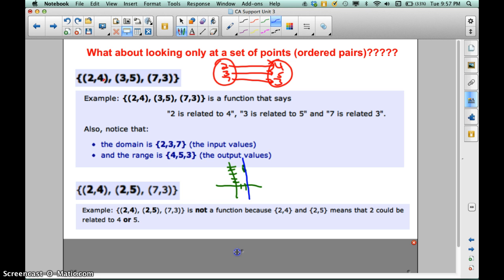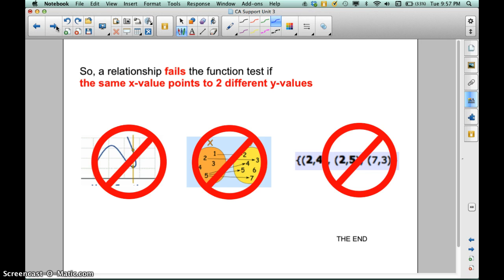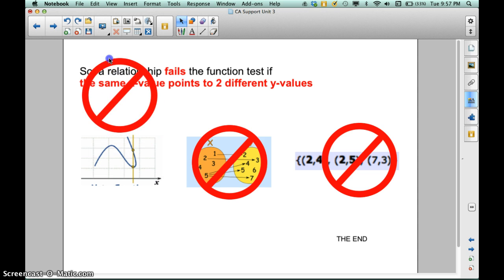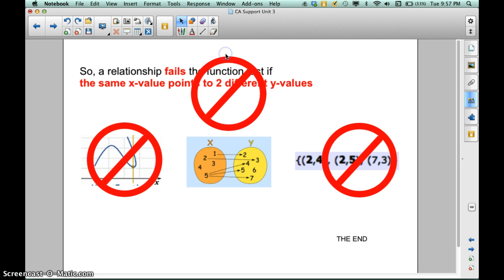And you could do the bubbles if you're more comfortable with it. So this isn't a function because 2 relates to both 4 and 5, and that's not allowed in a function. So the relationship fails the function test if the same x value points to 2 different y values. And so we had the example where we did the vertical line test and it touched at 2 places, it failed. We had the example where we had the mapping bubbles and the 5 had several arrows coming off of it going to different y values.